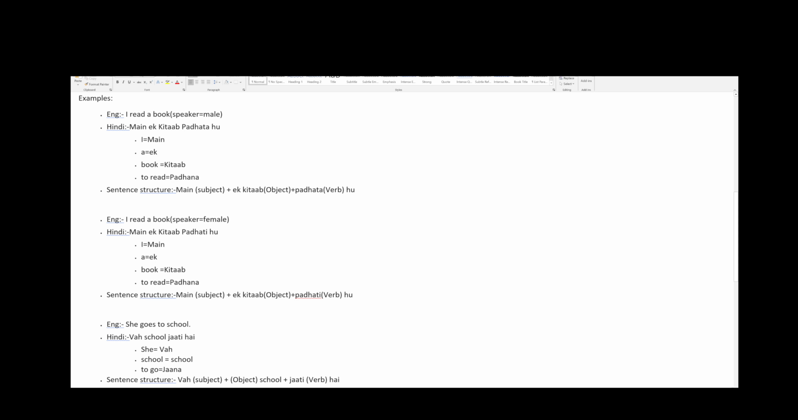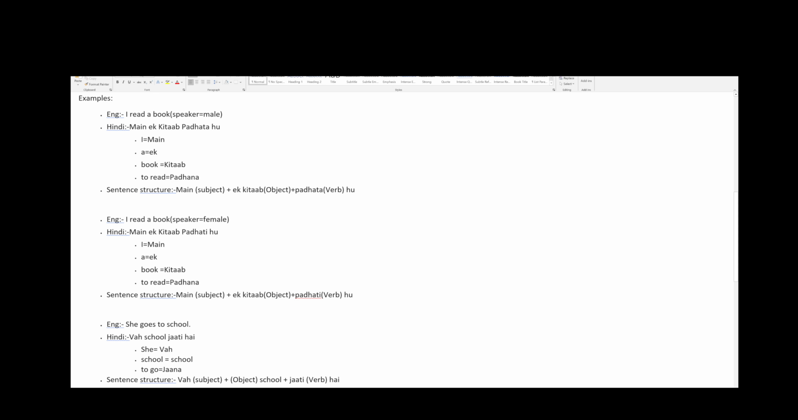मैं एक किताब पढ़ता हूँ. So for I we use मैं in Hindi. A, एक, किताब, book. To read, पढ़ना. Okay, so here we need to follow that order: subject, object, verb. So what is my subject here? मैं, right? मैं एक किताब. किताब is my object. पढ़ता हूँ, verb. पढ़ता is a verb.